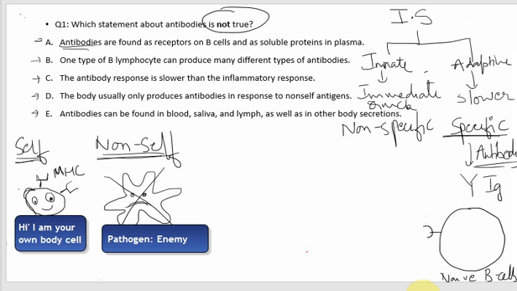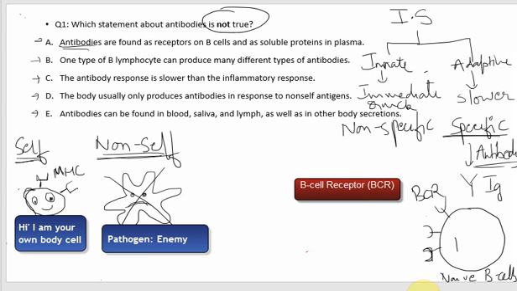So what they have is membrane bound receptors on them, and these membrane bound receptors are nothing but what we can call B cell receptors. I will say BCR for the B cell receptors, since they are present on the B cells, right? And these B cell receptors are nothing but the membrane bound antibodies only.